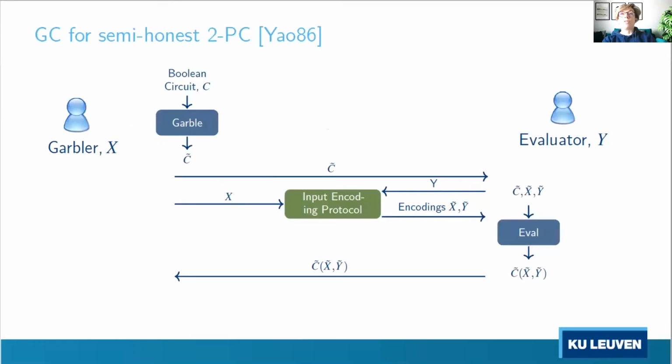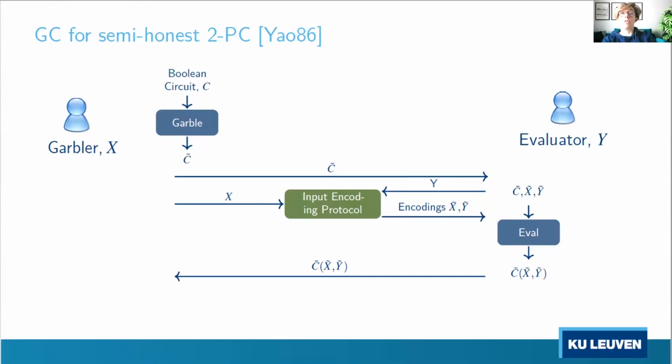Okay, I would like to start by recalling how two-party garble circuit works. Note that the main difference between the two-party and the multi-party setting is that in the two-party case, we have just one party, the garbler, that generates the garble circuit. Here in the multi-party case, all the n parties involved in the computation generate the garble circuit in a distributed way.